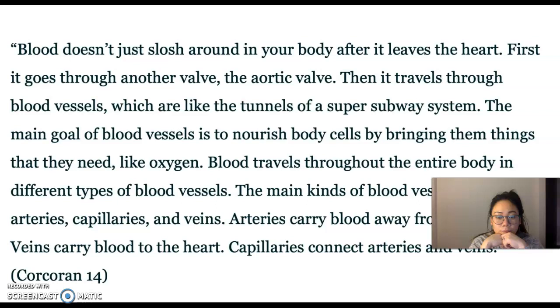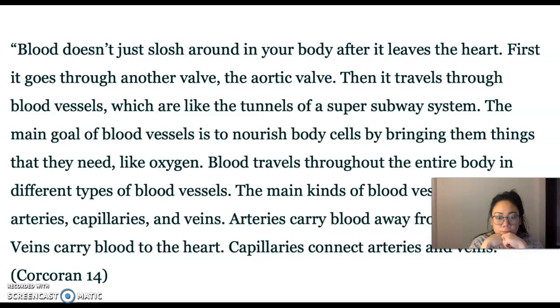Blood travels throughout the entire body in different types of blood vessels. The main kinds of blood vessels are arteries, capillaries, and veins. Arteries carry blood away from the heart. Veins carry blood to the heart. Capillaries connect arteries and veins.